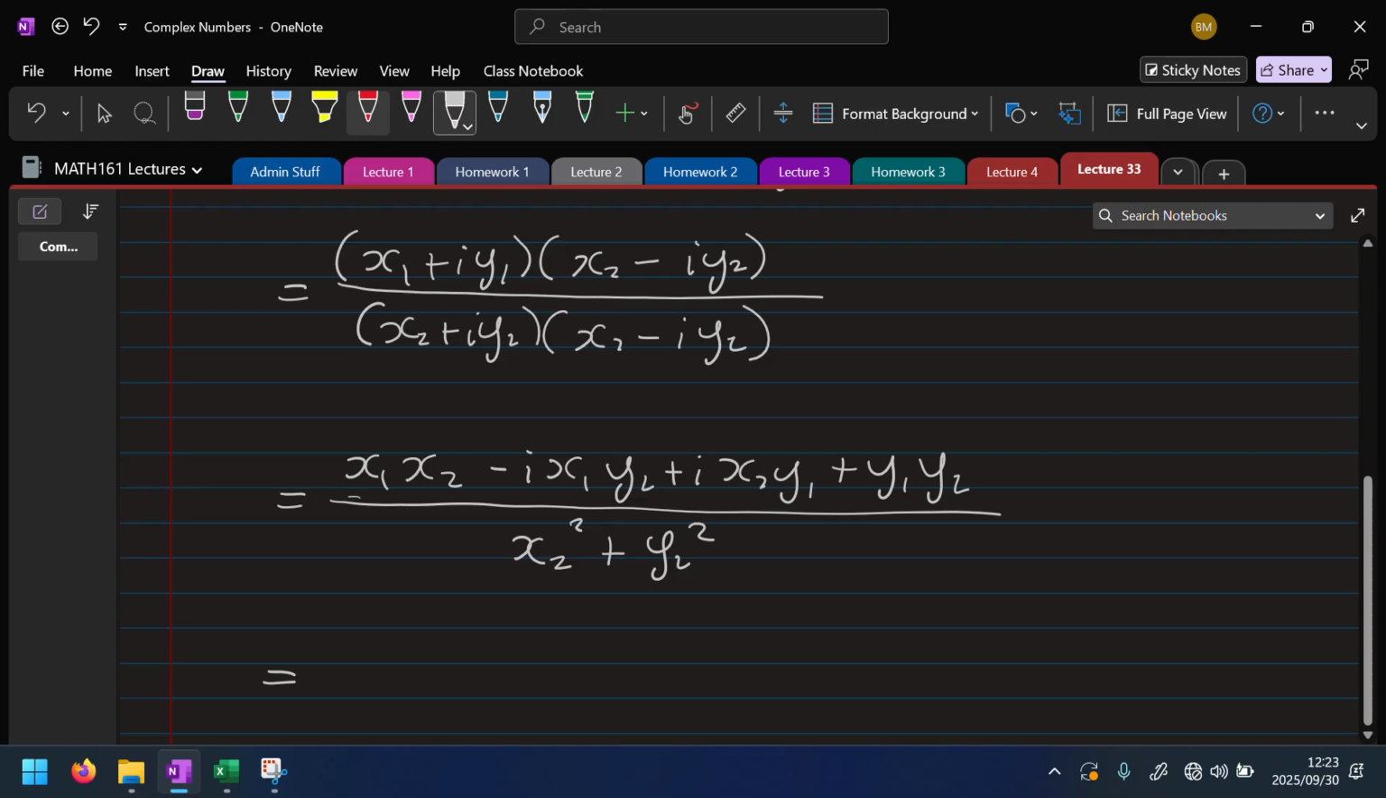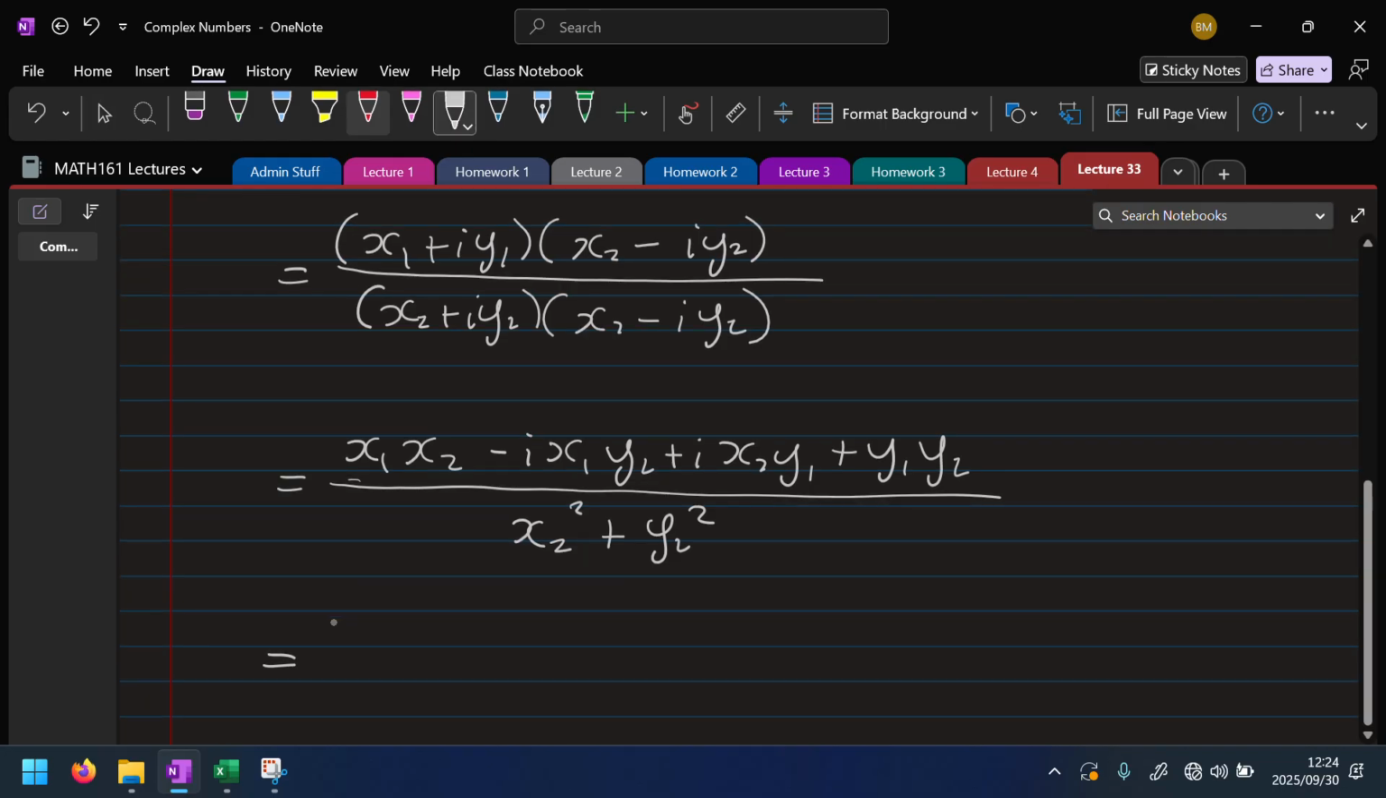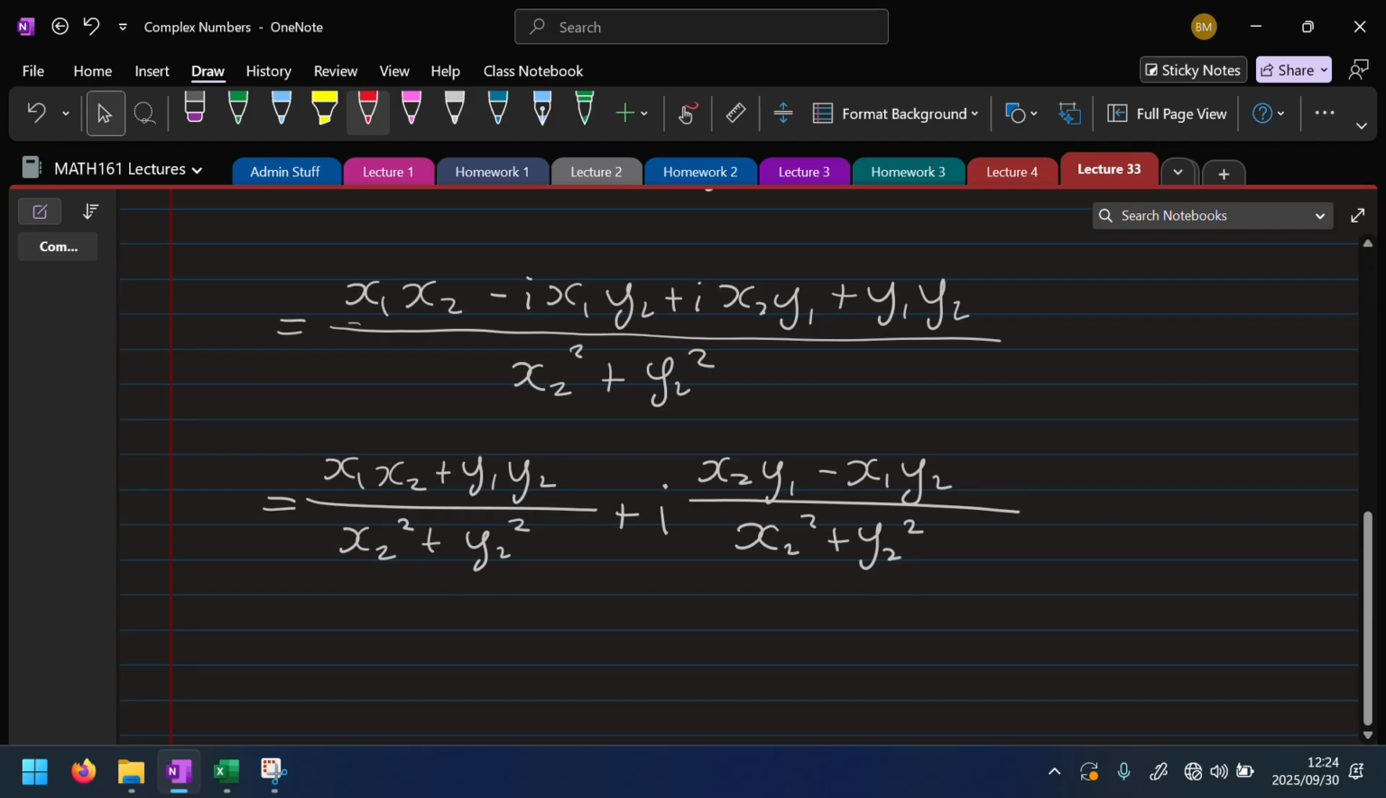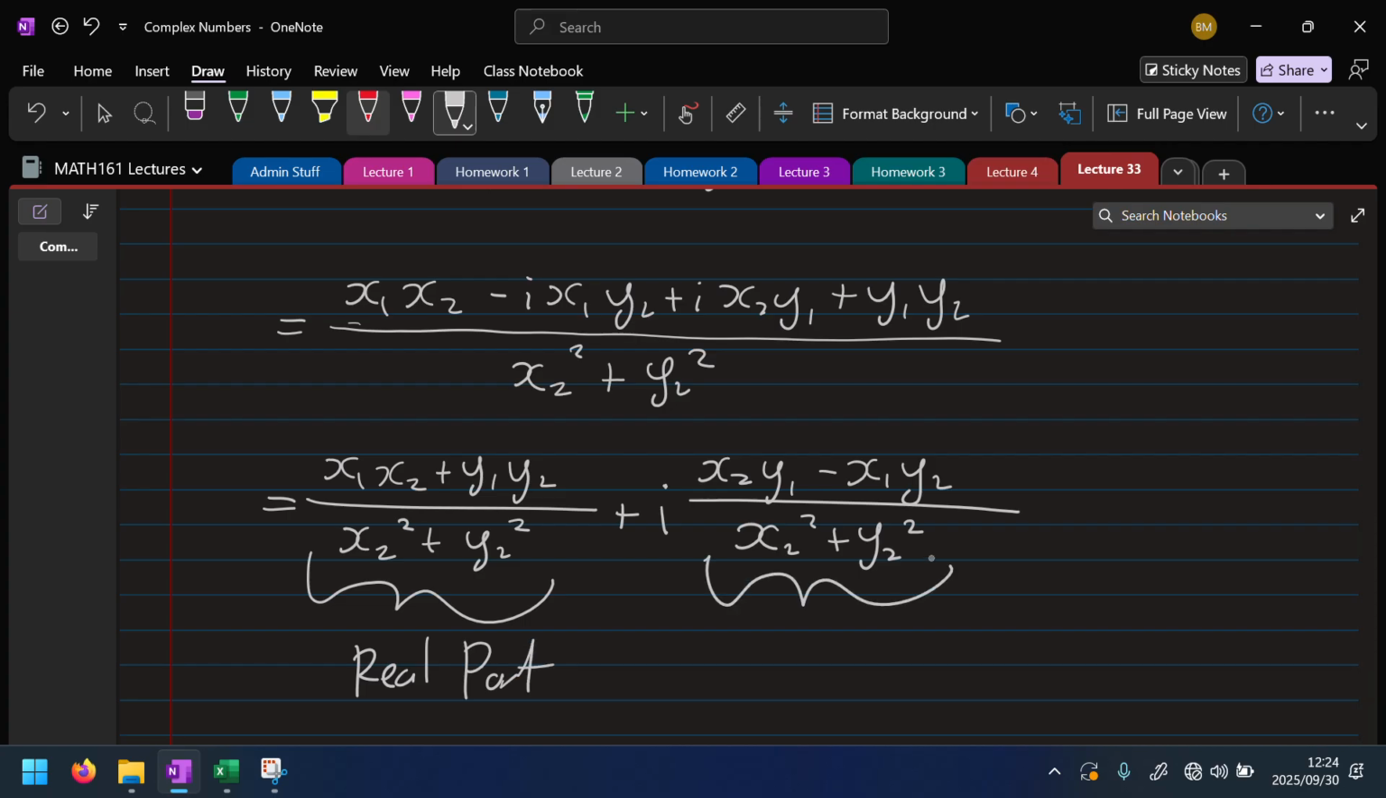What we can do now to simplify is put all of the real parts together into one term and all of the imaginary parts together into their own term. So we're going to have x1 x2 plus y1 y2, those are the real parts over this denominator, plus i, and then we put all the imaginary parts together over that denominator. That will be x2 y1 minus x1 y2 all over the same denominator, x2 squared plus y2 squared. So here this will be the real part, and this will be the imaginary part.